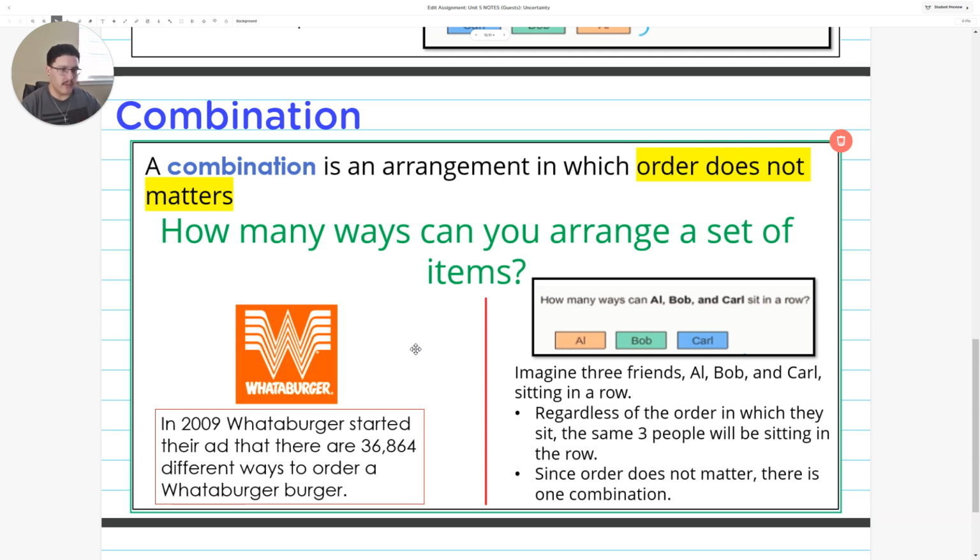Your condiments, which is like ketchup, mustard, mayo, and others that they may have available, and other different options that I didn't mention. They calculated this number based on that info using combinations. Okay, just as an aside to spark your interest, or as a fun fact.